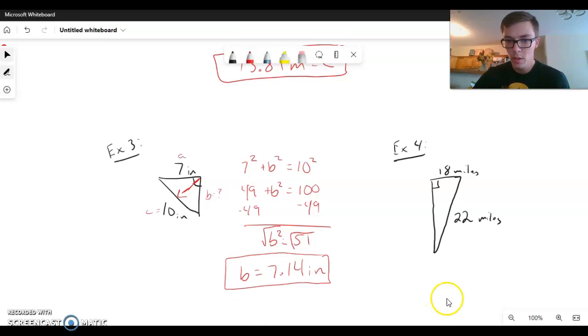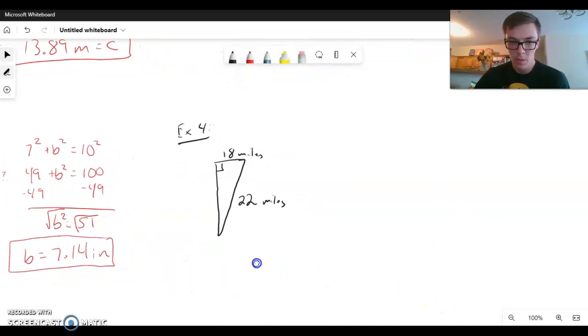Okay, so what I want you to do now is example number 4. I want you to pause the video and try this one now. Okay, so resuming the video now, you have located your hypotenuse, which is 22. Hypotenuse is the side opposite of the right angle. So that's going to be our hypotenuse. We're missing a leg, so I'm going to label that as B again. That's our unknown. Okay, 18 is a leg, and 22 is our hypotenuse.